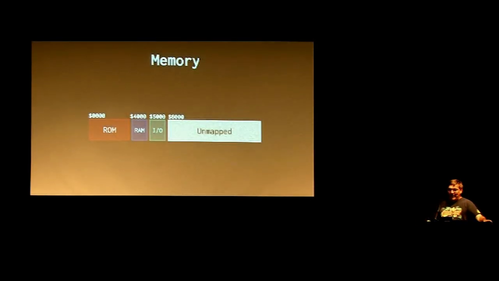Okay, so we'll first go back and talk about memory. The Commodore 64 had 64K of memory, but Pac-Man doesn't need that. So all the ROMs are located in the low part of memory. We have a small little slice of RAM at 4,000. Basically, the I/O registers are mapped in at 5,000. And then 6,000 and above, it's unmapped. There's absolutely nothing there.